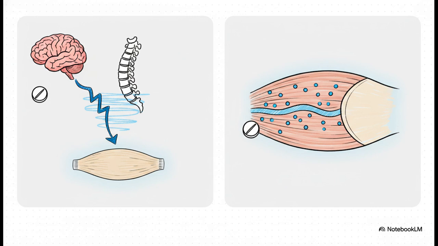Think of it like this. The centrally acting drugs, they're like a citywide curfew. They send a message to the entire central nervous system to just calm down. And that includes those overactive nerves causing the spasm. Peripherally acting drugs, on the other hand, are more like a special ops mission. They go straight to the muscle fiber and cut off its power supply, which is calcium. So it literally can't contract anymore.